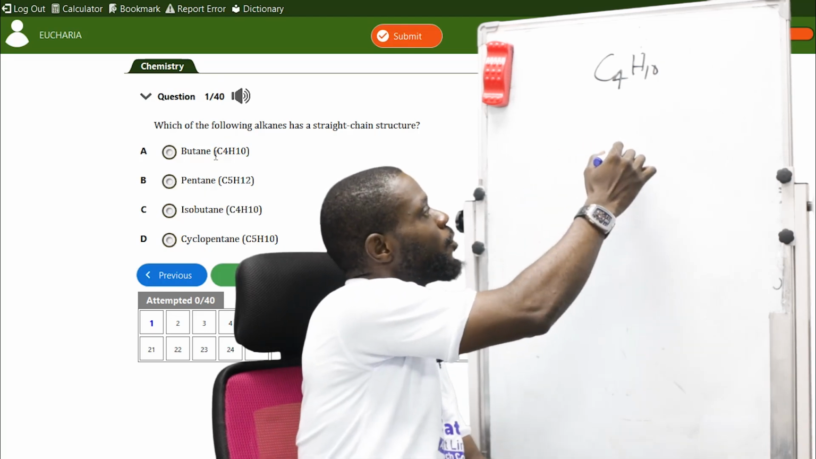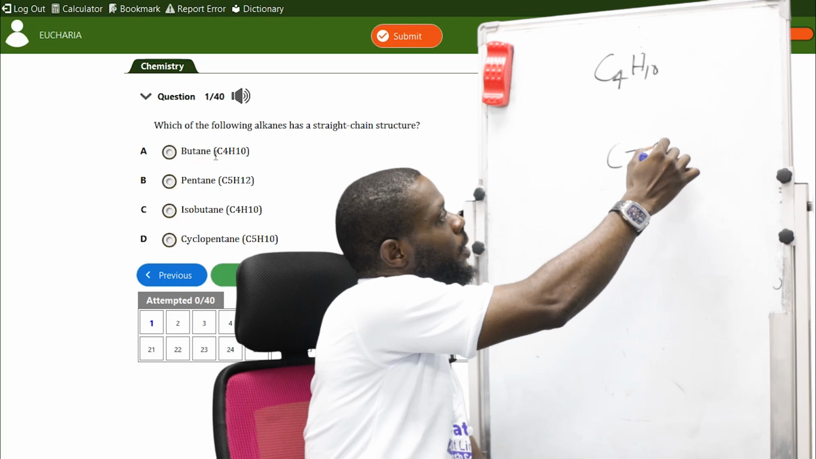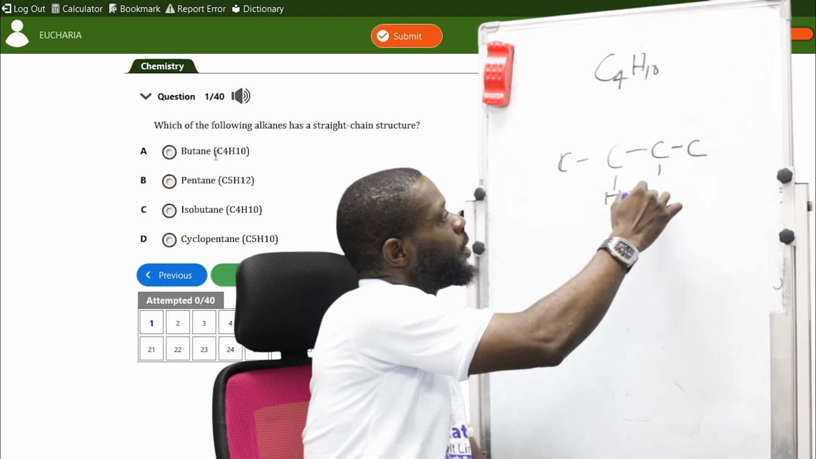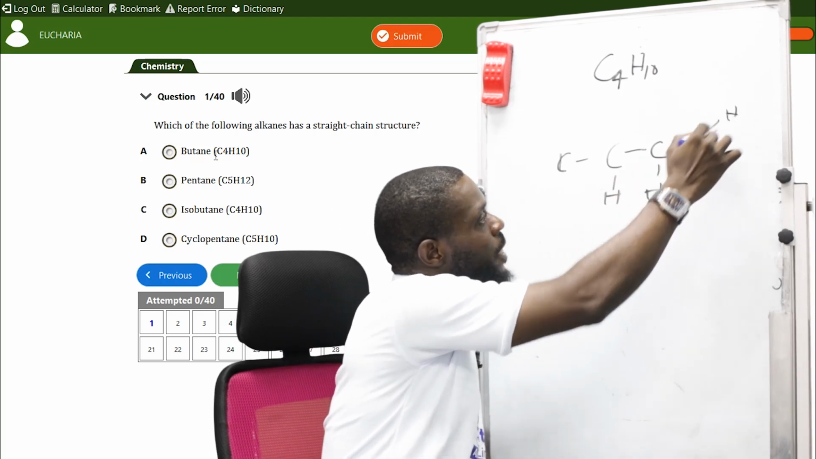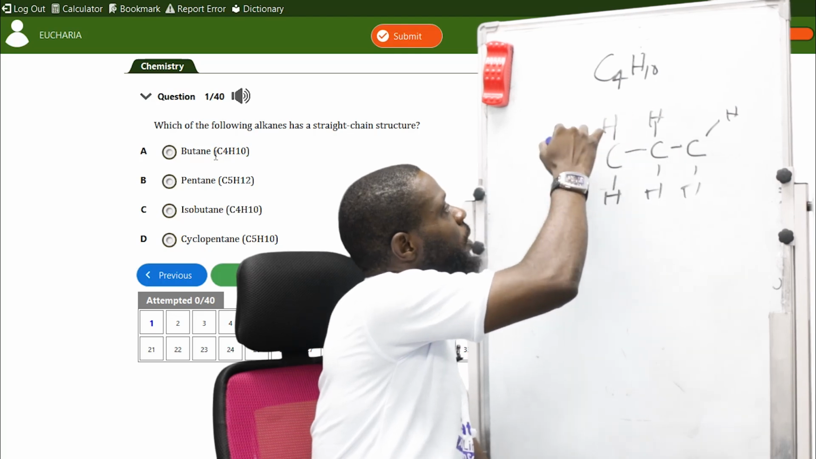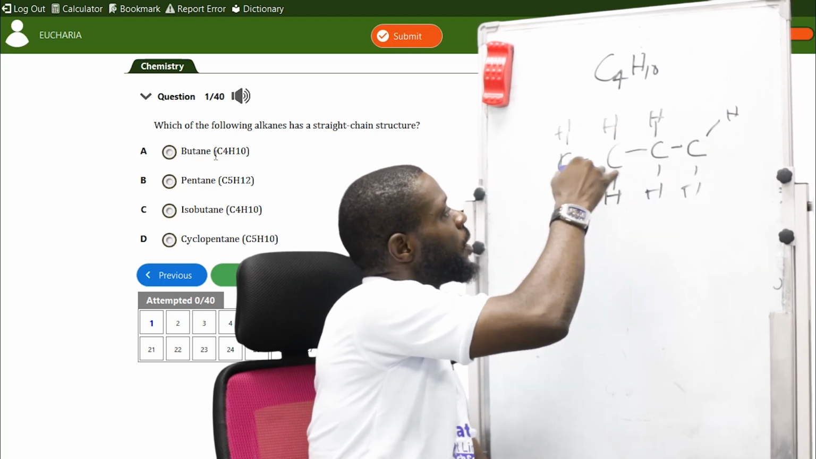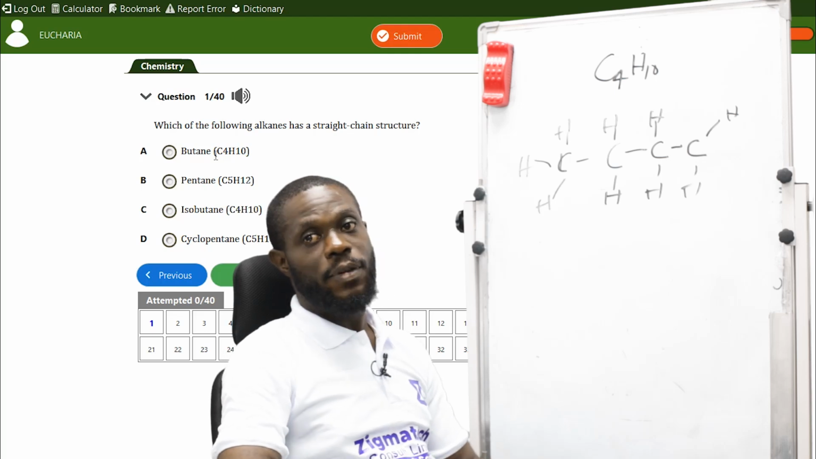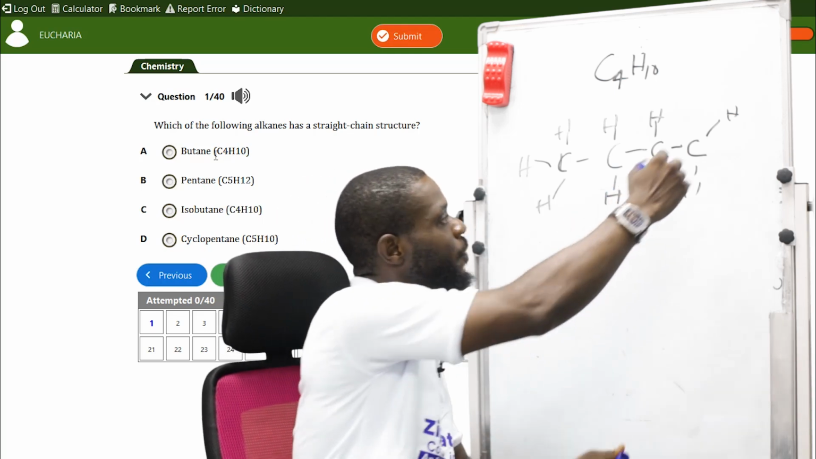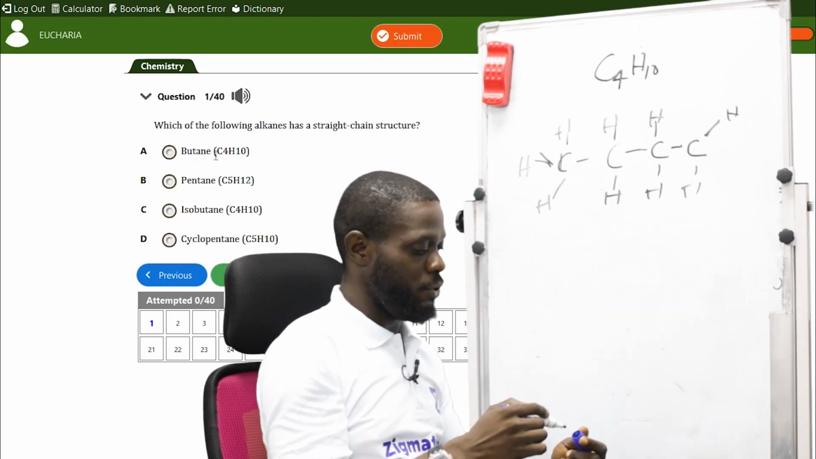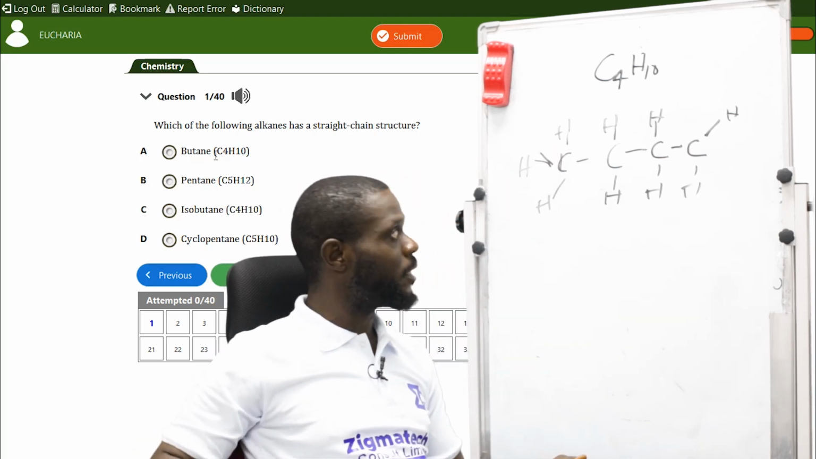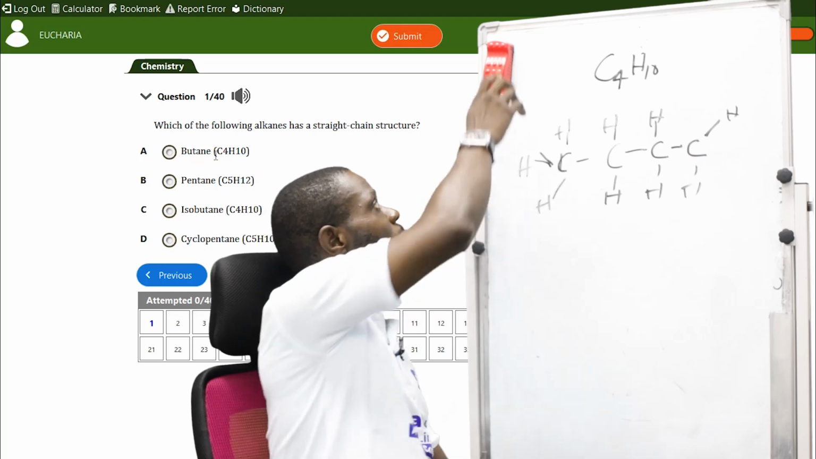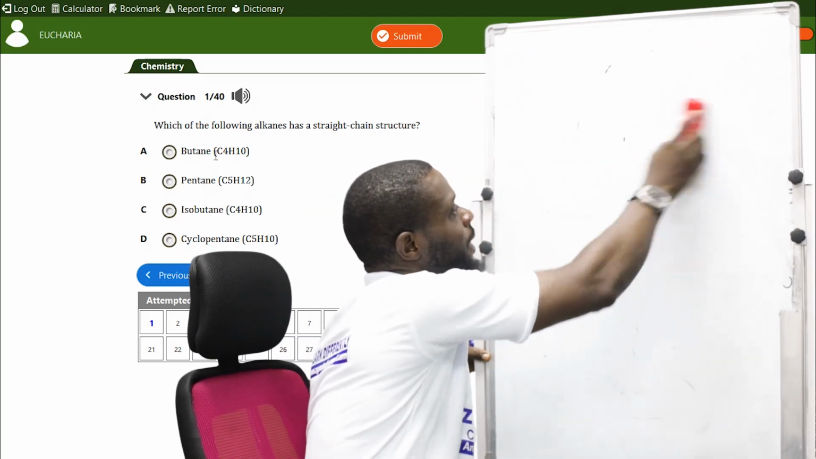Now, this is the structure of butane. This is H, this is H, this is H, H, H, H, H, and H. This is the structure of butane. So it does not have a straight structure. You can see there's a curve here, and there's a curve here, so the structure is not straight. They say a straight line, a linear structure. That's a straight line.